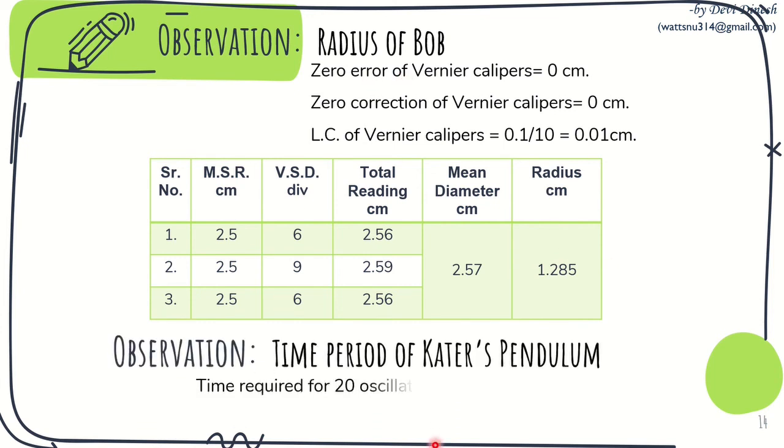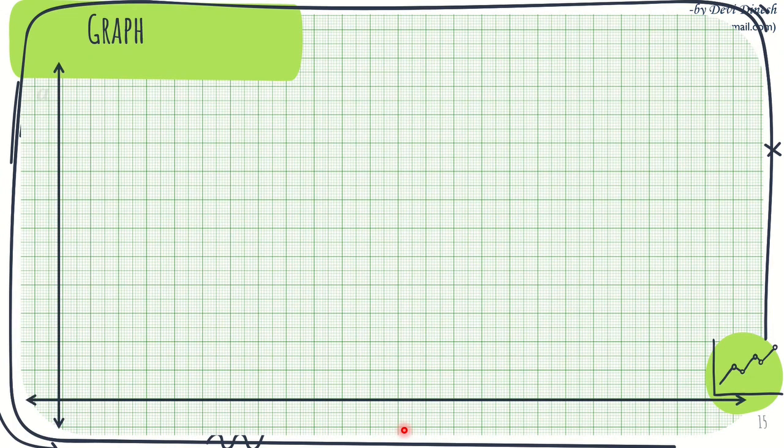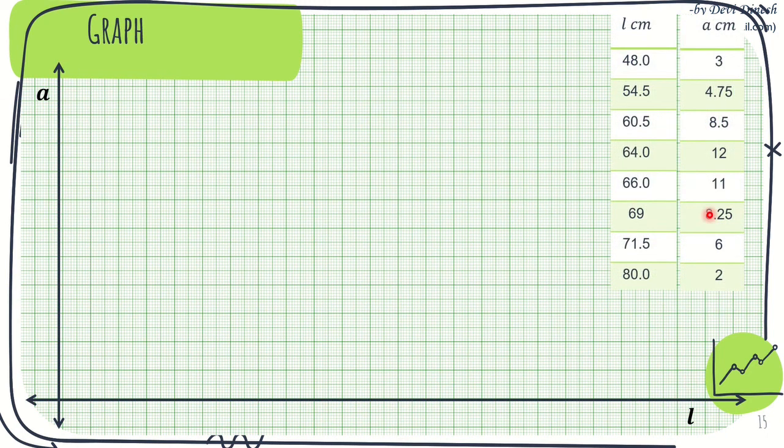This is the observation for the Caterose pendulum, the time period of the Caterose pendulum. So time required for 20 oscillations is 32.2. When I divide it by 20, I get T equal to 1.61 seconds. Let's look at the graph. We have to make a graph of A versus L. That means on the y axis I will have A and on the x axis I will have L. I can start from 0 on the y axis, but on the x axis I need not start from 0. I can start from 45 up till 80.